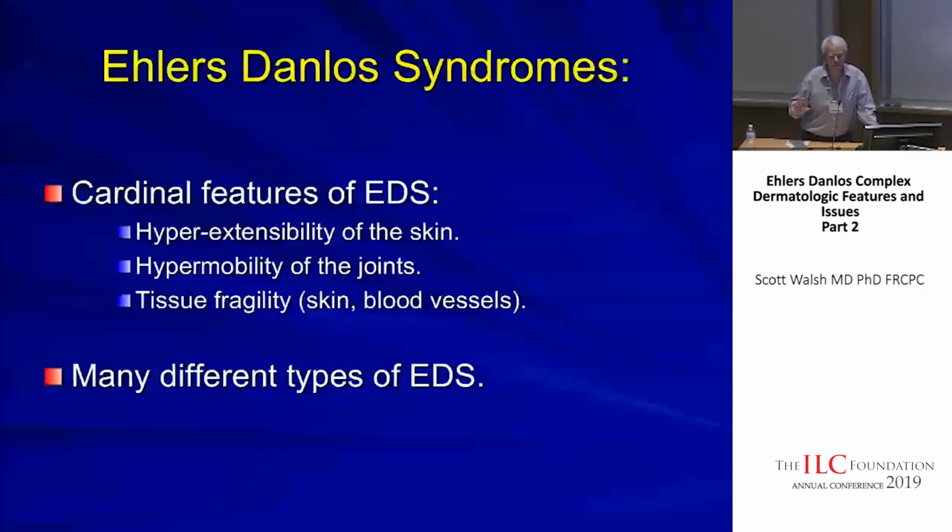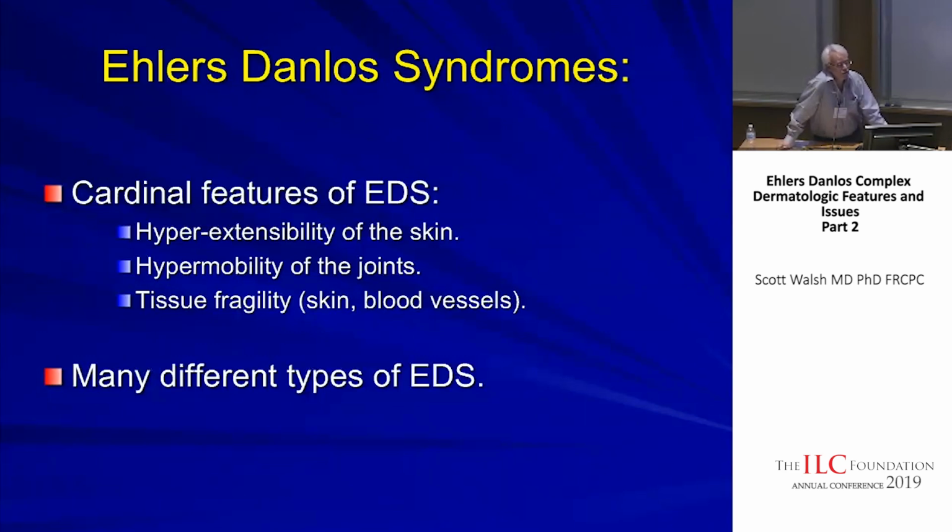So the cardinal features of EDS. Whenever you look up EDS, you'll see there's three cardinal features: the skin has some extent of hyperextensibility, the joints are hypermobile, and there's tissue fragility. Now there's many different types of Ehlers-Danlos, so tissue fragility doesn't necessarily mean skin fragility. It can mean ocular fragility. There's a couple of types where you can get globe rupture.